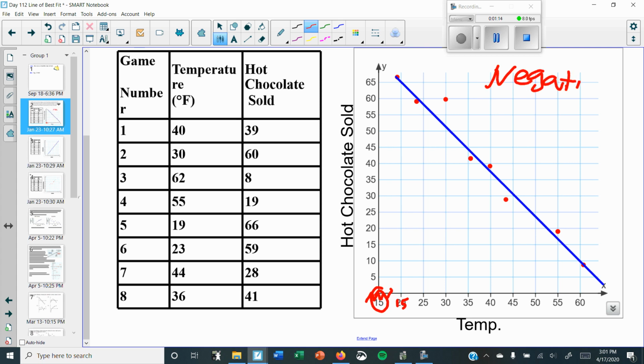And just ask yourself, doesn't that make sense? I don't know about you, but when do you like to drink hot chocolate? Personally, I actually hate hot chocolate. I know I'm a weirdo. But when do you like to drink hot chocolate? In the summertime or in the wintertime? And I bet a lot of you just said the wintertime. So usually the hotter it gets, the less hot chocolate is being drunk. So the colder it is, the more hot chocolate. So again, as temperature goes up, hot chocolate sales go down. So that's a negative correlation.